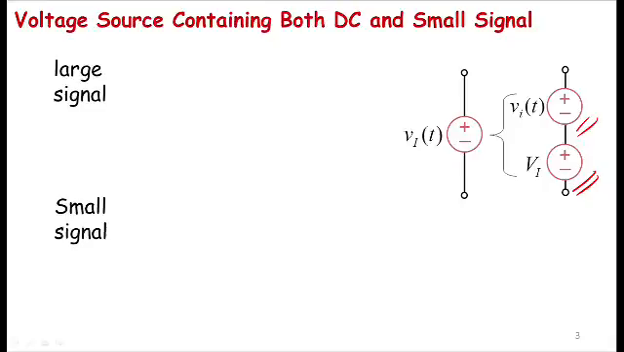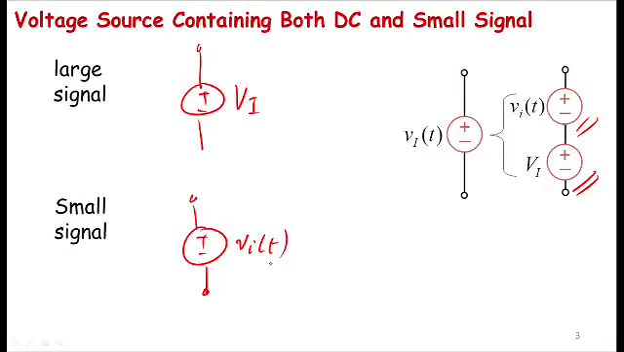The large signal model for this is simply the large signal part of the source, VI, and the small signal part of the source is simply the small signal part of the source. Okay, so the small signal part of the source is simply related to the small signal input vi of t, while the large signal is related to the DC value. Okay, so that is pretty straightforward.